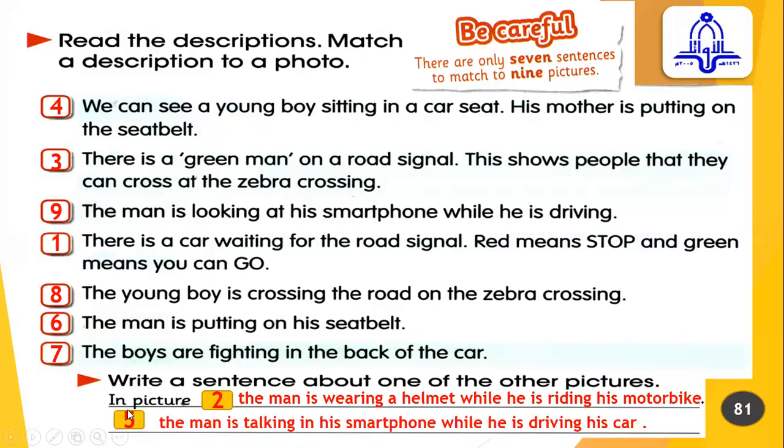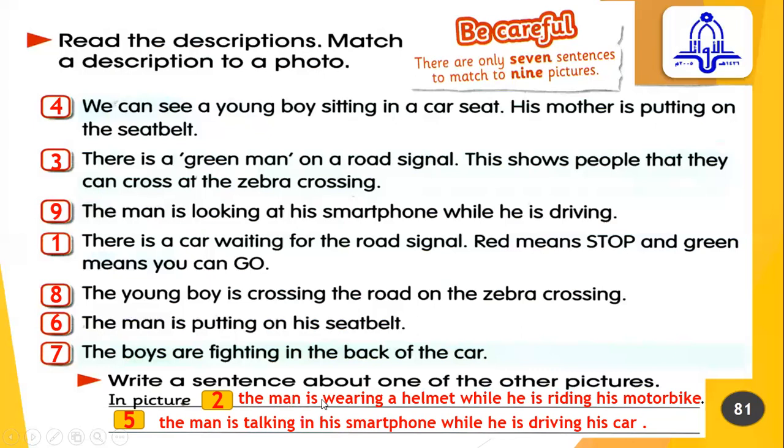Also, in picture 5, في الصورة رقم 5, the man is talking in his smartphone while he is driving his car. The man, الرجل, is talking, يتحدث, in his smartphone, في موبايله أو هاتفه الذكي, while, بينما, he is driving his car, بينما هو يسوق سيارته.